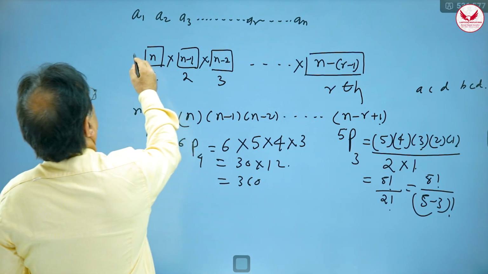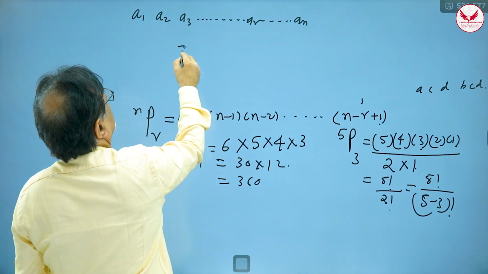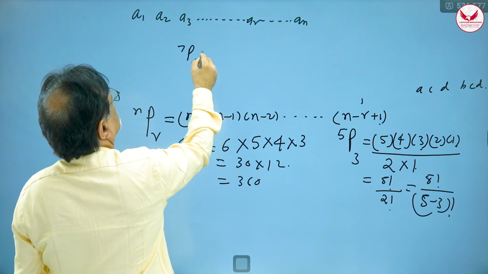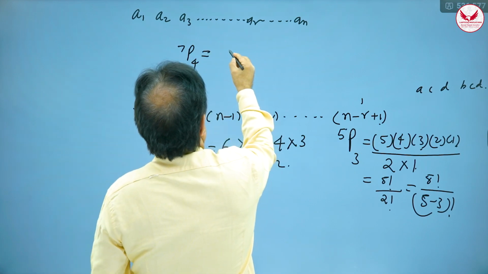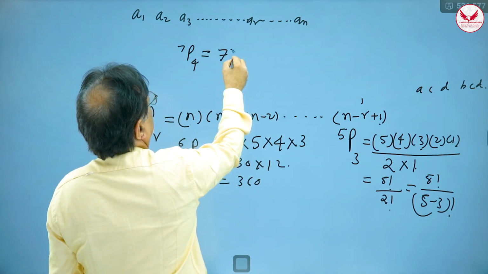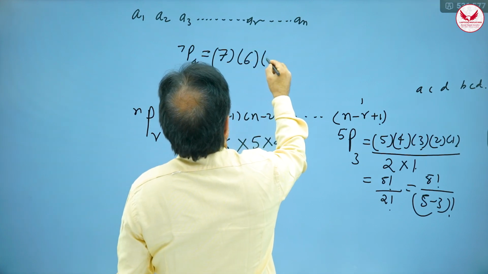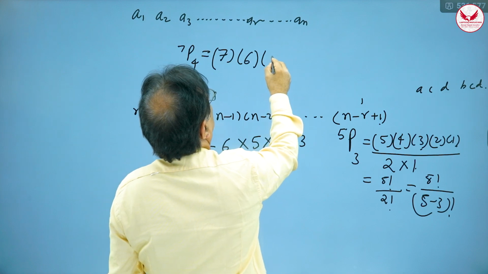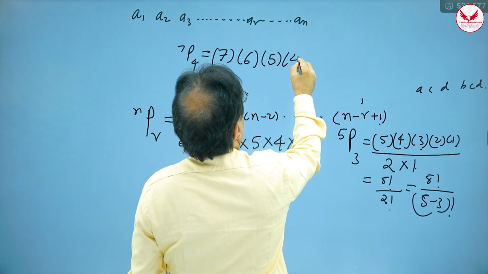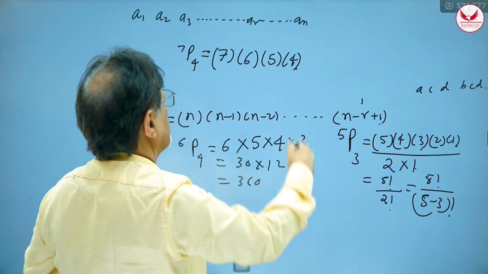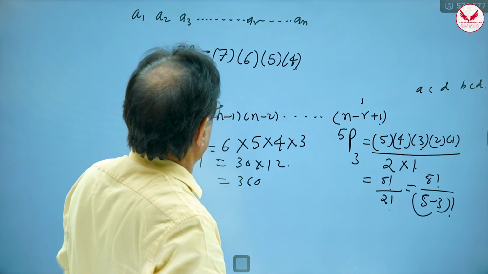Suppose I want to calculate, let us say, 7P4. Now, according to the formula, it is very simple. Start from 7, go backwards, and exactly 4 times you have to do. So 1, 2, 3, and 4. That's the end. If you multiply this, you can get the answer. This is a simpler way of doing it.